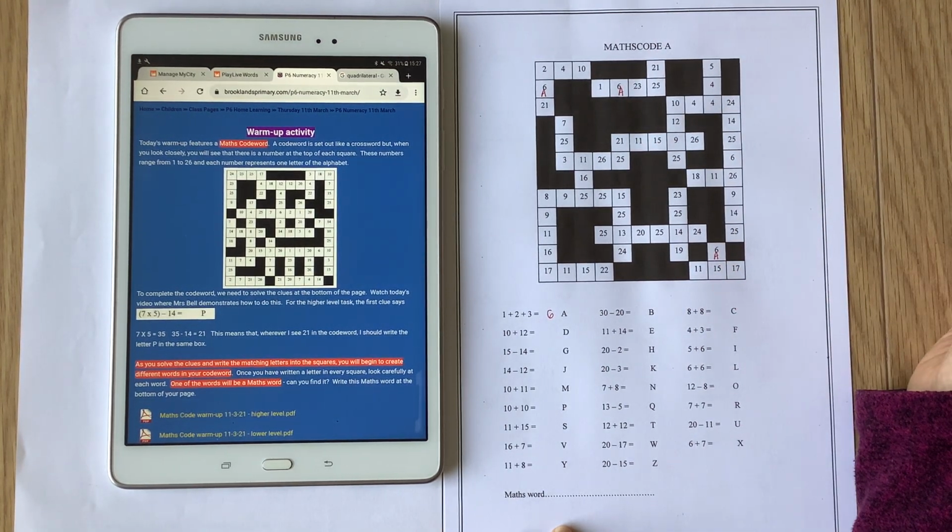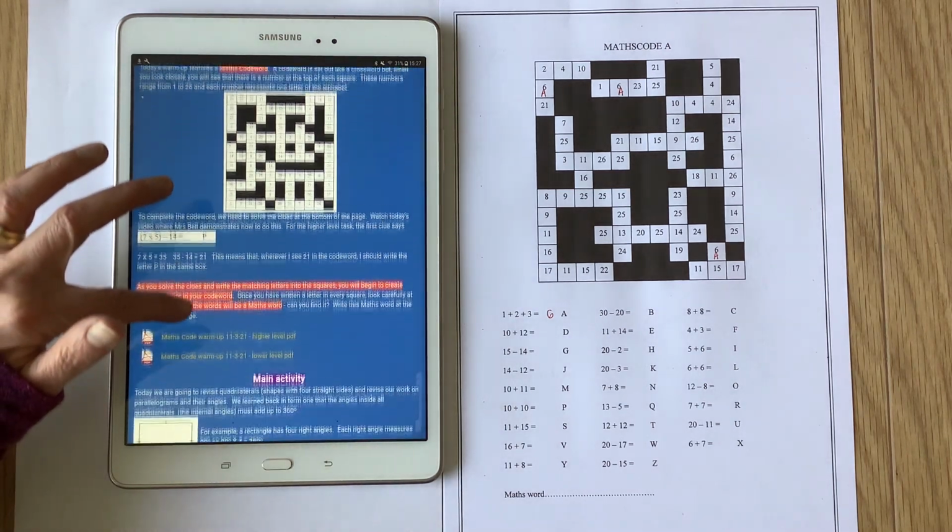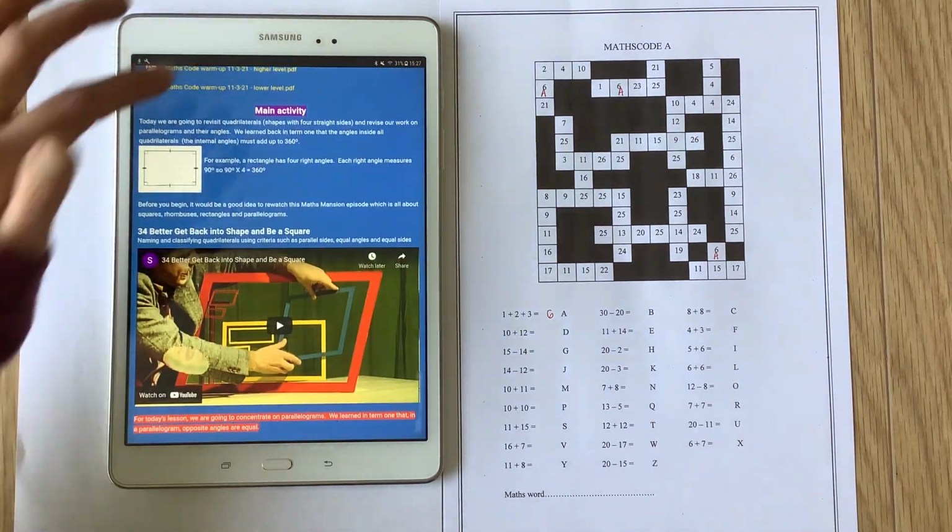And eventually you will also spell out lots of different words. One of them will be a maths word. Which word is the maths word? So that is our warm-up activity today, doing our maths code. Now, the second activity today, we are going to be thinking about quadrilaterals.